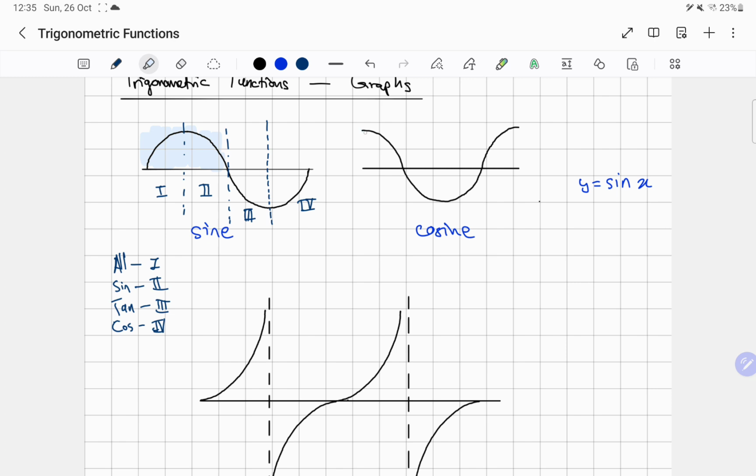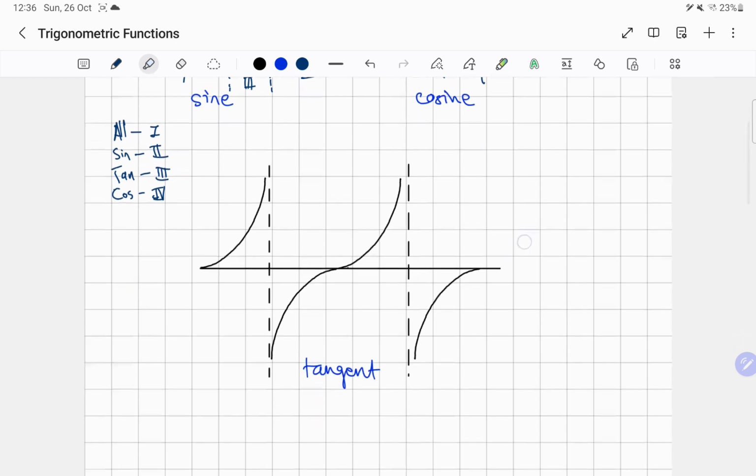Similarly, if you look at the cosine graph, it goes from 1, and then it drops into the negative zone. These are your quadrants: first, second, third quadrant and fourth quadrant. So you can see that the cosine is positive in the first and fourth quadrants, and it's negative in the second and third quadrants.